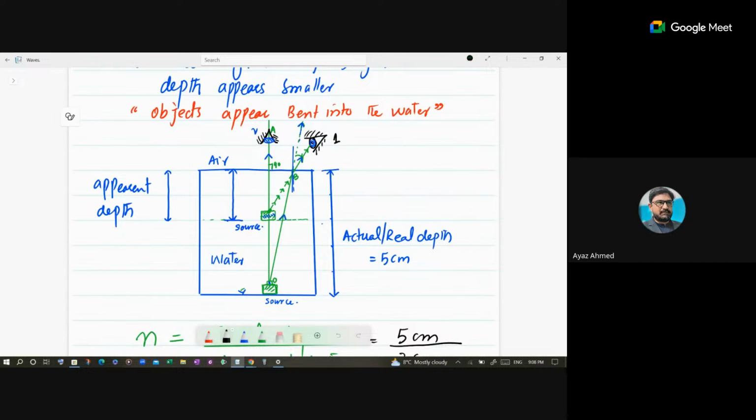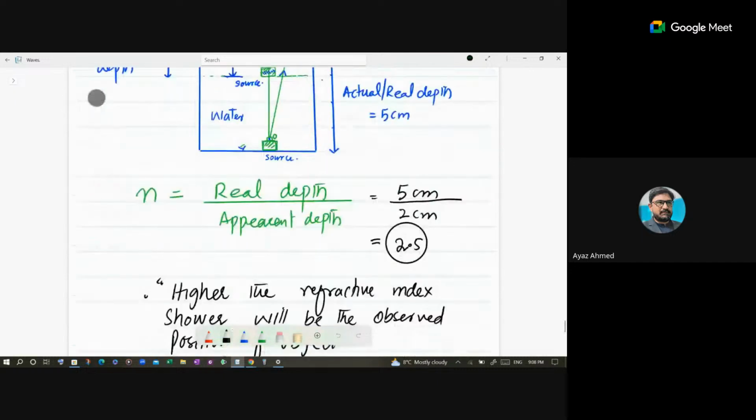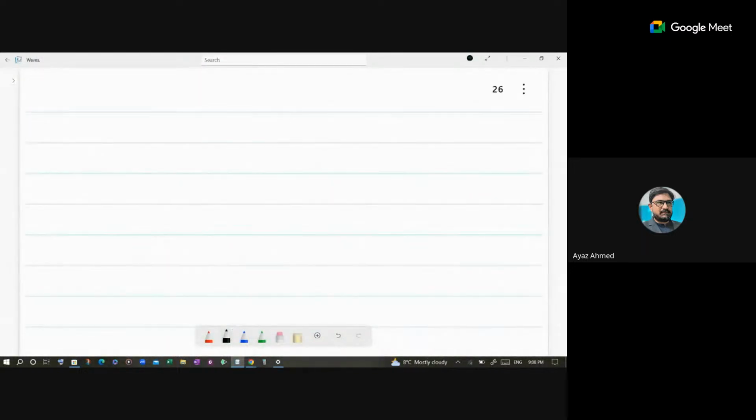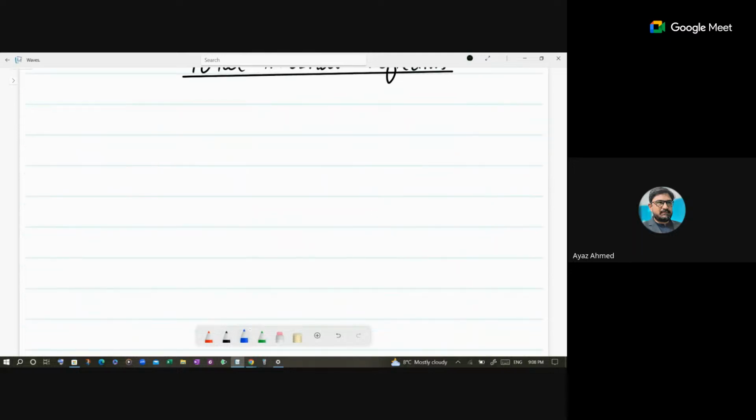Today we will discuss what total internal reflection is. It is a part of refraction, but we have to separate that out. That is total internal reflection.